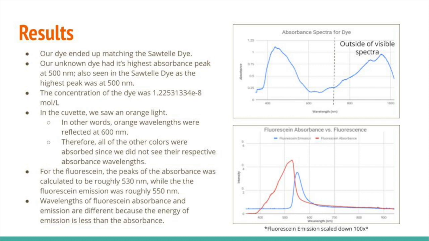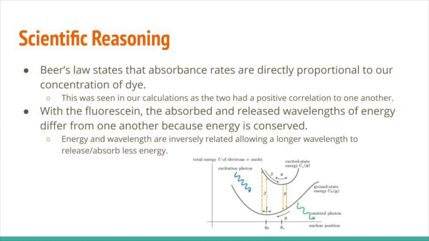For fluorescein, we found that the absorbance peaks were at around 530 nanometers and the emission peaks were at around 550 nanometers. It makes sense that these are different because the energy of emission is less than the energy of absorbance. So now let's talk about the scientific reasoning behind this lab. First of all, we used Beer's law because it states that absorbance rates are directly proportional to our concentration of dye. This was seen in our calculations as the two graphs had a positive correlation to one another.